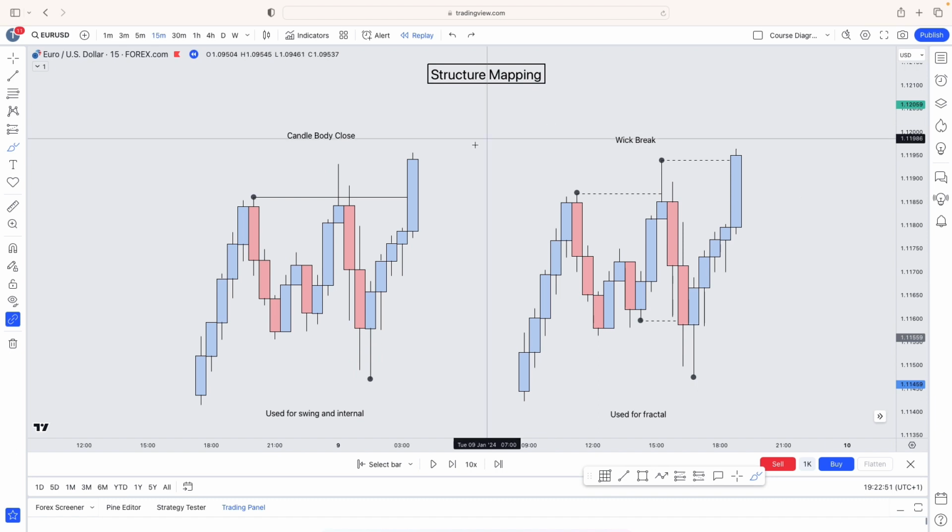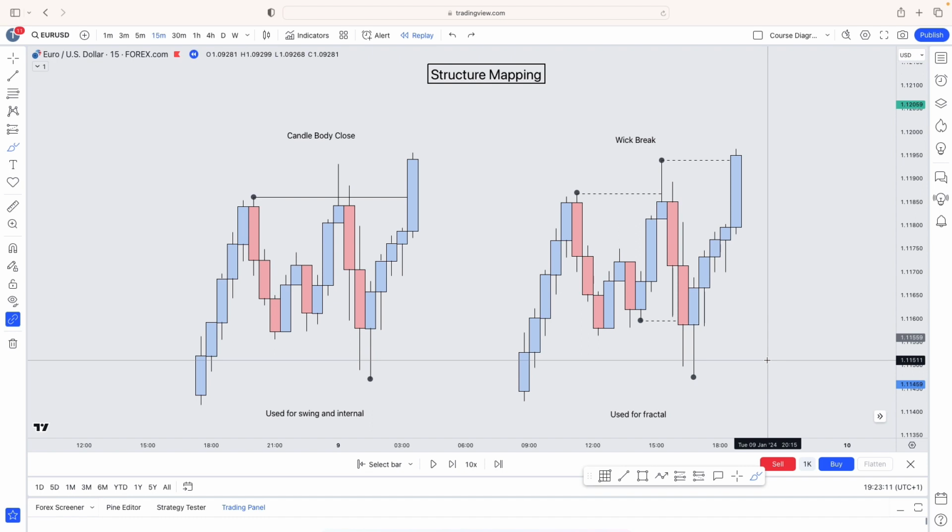Fractal structure, however, is our most aggressive type of structure. We use it for confirmations and for entries, so we map wick breaks as breaks of structure. This is because we don't need such high conviction, as we're not basing a whole trade idea off of it. It is just used as either confirmation of a level, or it gives us good entry criteria.